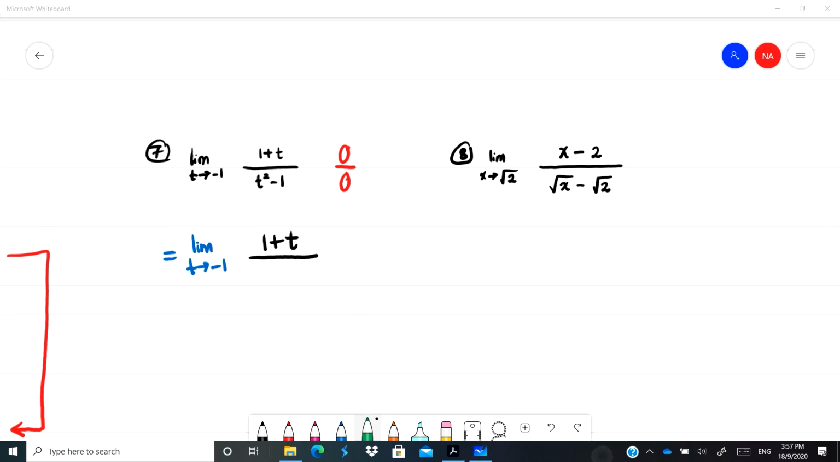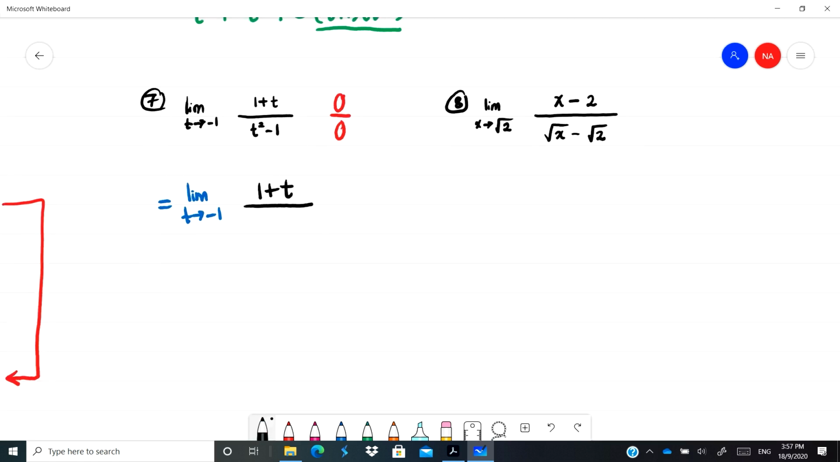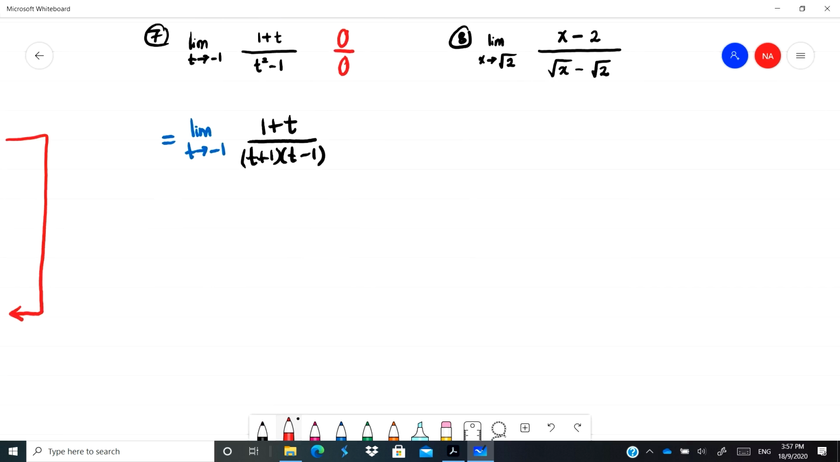You recall that t squared minus 1 means t squared minus 1 squared, because 1 is actually 1 squared. So if you have t squared minus 1 squared, you will get (t plus 1)(t minus 1). All right, so this is the term that we want. So you have to substitute here as (t plus 1)(t minus 1). Is there anything which is similar? So you have 1 plus t, t plus 1. It's actually the same. You can rewrite that.